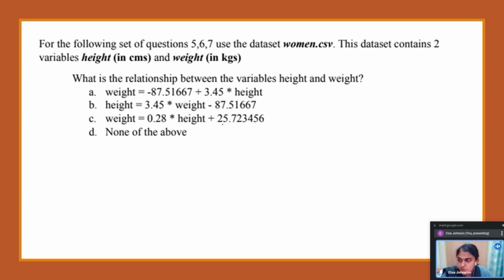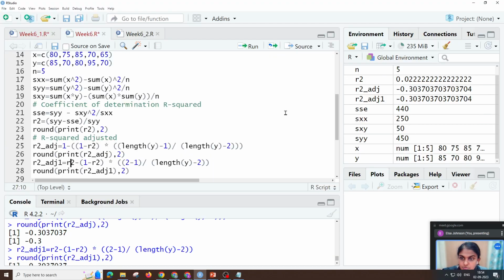Now we'll move on to a new data set. So the following set of questions 5, 6, 7 use the data set women.csv. This data set contains two variables, height in centimeter and weight in kilograms. So what is the relationship between the variables height and weight? Okay, similar to the one earlier.